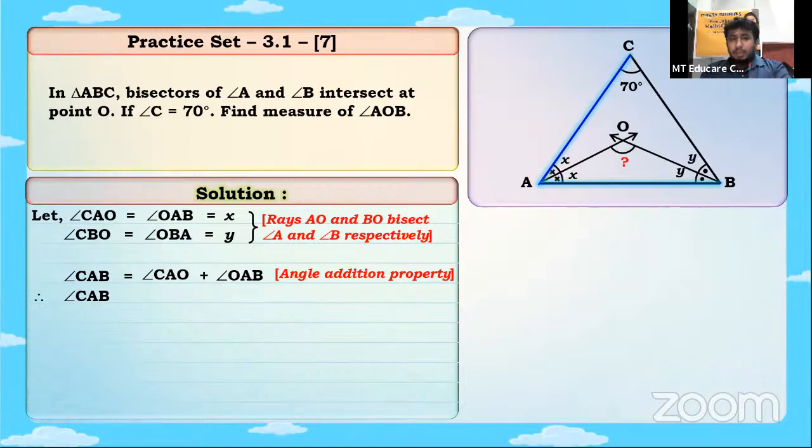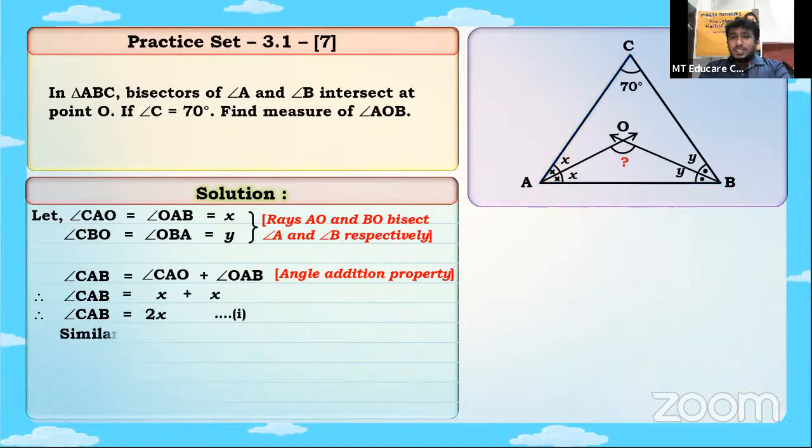Angle CAB is equal to, students, let's substitute the values. CAO will be written as x. What is the value of OAB? Yes, superb, it is x. So angle CAB is equal to x plus x. How much will that be? Superb, it will be 2x. That's really great. We mark this as result number 1.